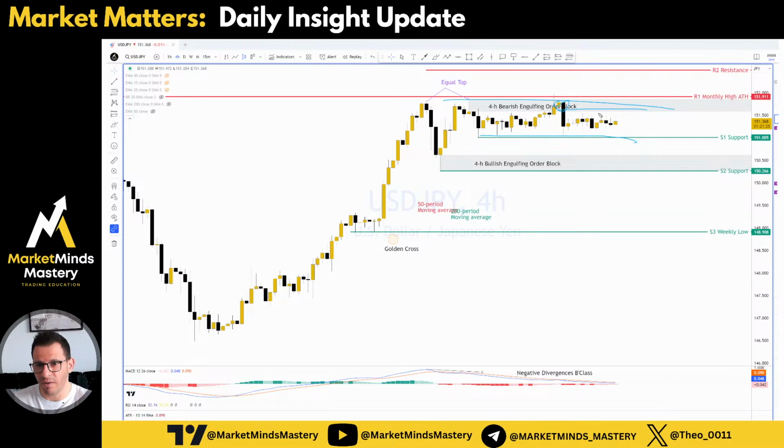But the way we trade here at MarketMindsMastery, we want to see moves like this, moves like that, clear price creating direction, before we take any trades. For now, it's very messy.